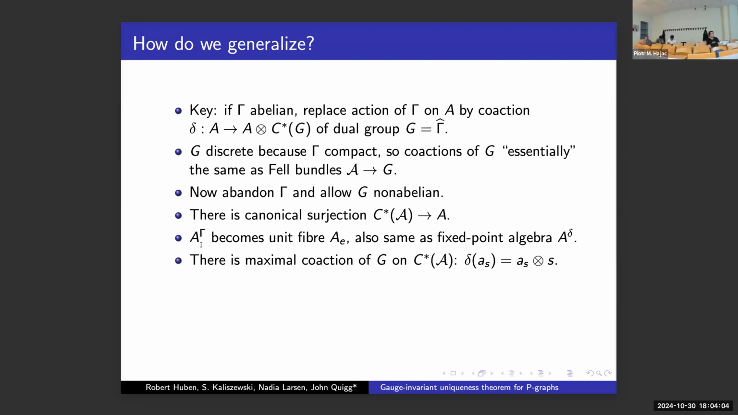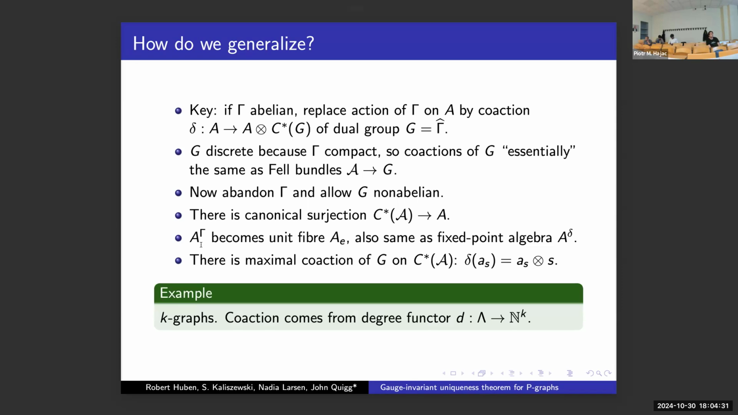And now there is a maximal coaction of G on the C-star algebra of this Fell bundle that takes anything lying over a group element S, anything in that fiber A sub S, to A sub S tensor S. That's what the coaction does on the elements of the so-called spectral subspaces of the coaction. And in the example of k-graphs, the coaction comes from the degree functor from the k-graph lambda into N to the k.